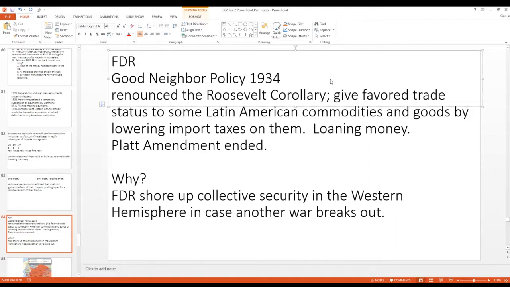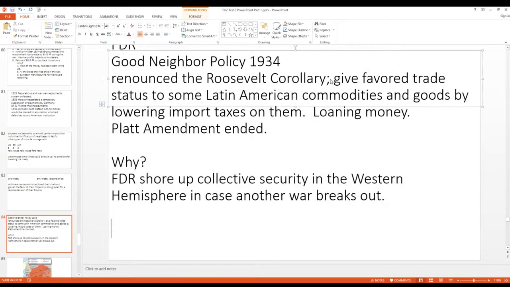Going back to World War I, Germany tried to get Mexico to attack the United States. Germany tried to keep the various groups in Mexico fighting with each other so that the United States would focus on that and not on the Germans. So we really don't want that again. If another war breaks out, we don't want to have to deal with problems in the Western Hemisphere.